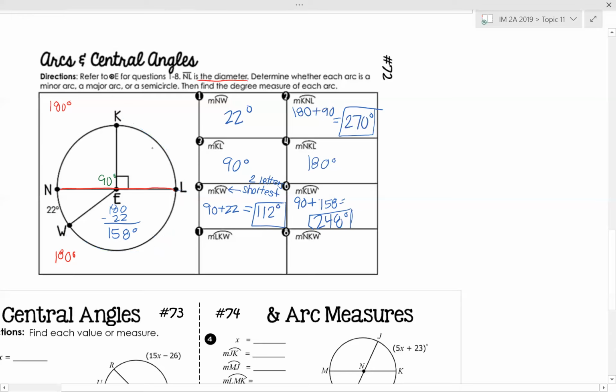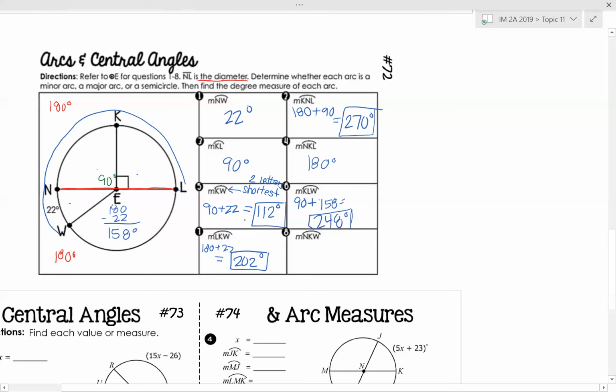Okay, so last 2, we've got LKW. So I'm starting at L, going towards K and stopping at W. Okay, so from L to N is 180 because that's my diameter, plus 22. So I'm going to do 180 plus 22. Again, I could always do 90 plus 90 plus 22 and just add each wedge together. Either way, that's going to give us 202 degrees. So that guy's a major arc.